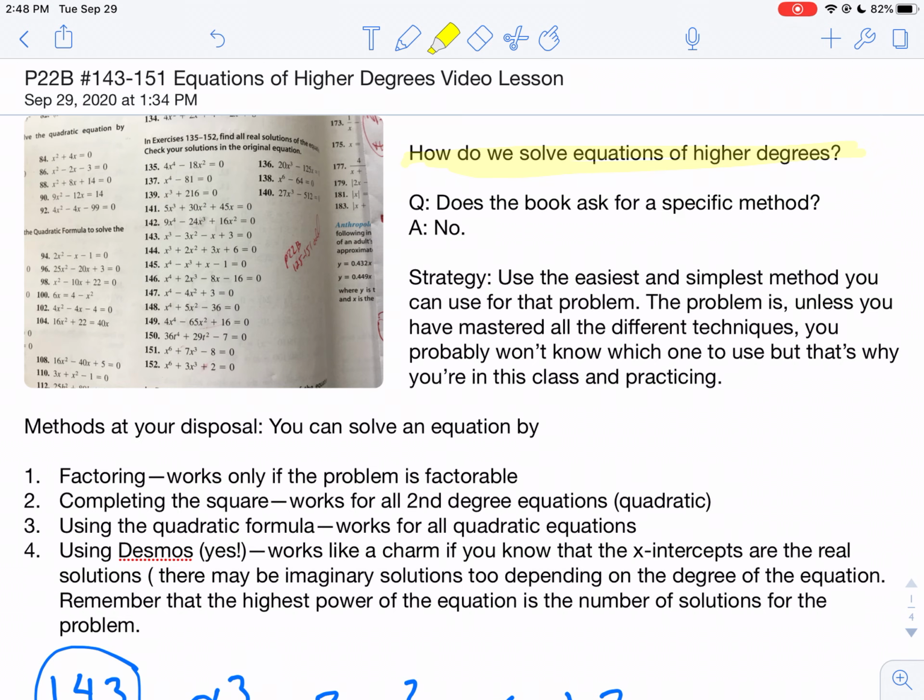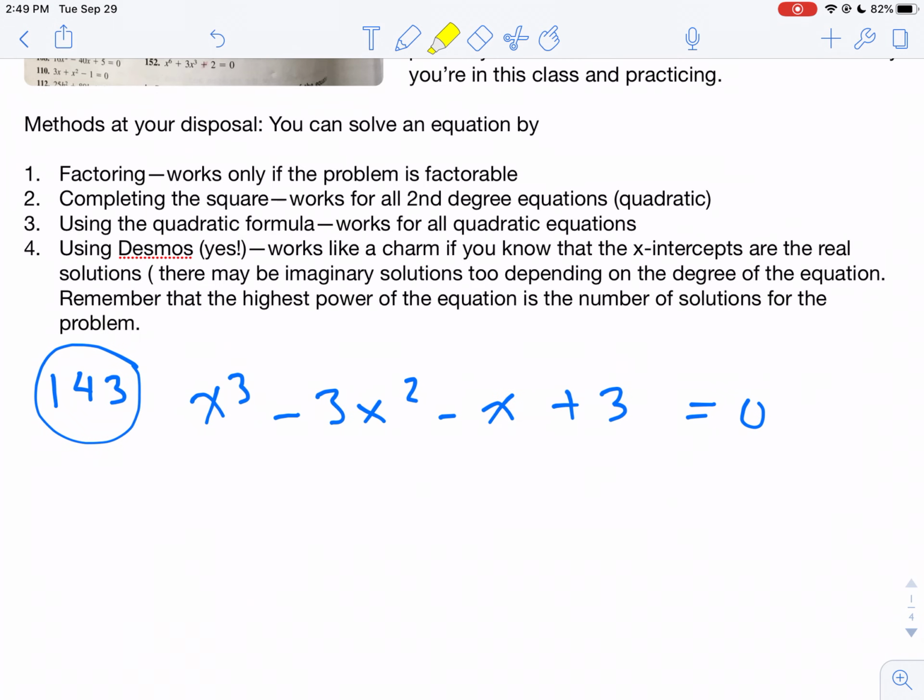The problem is that a lot of students don't know their methods very well, and because of that, they don't know what to use. But if you are good with your factorization, if you are good with completing the square, if you are good using the quadratic formula, or if you are very good at using decimals, then you can use any of those methods. All right, so having said that, I am going to go ahead and do 3 problems for you.